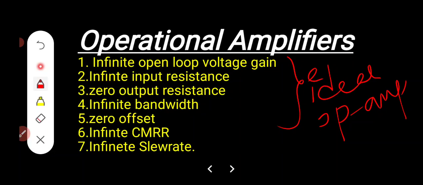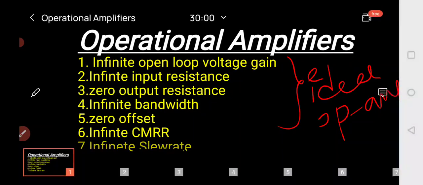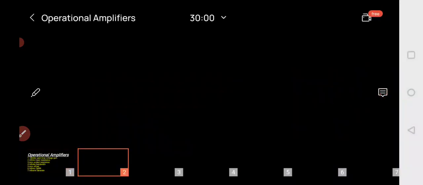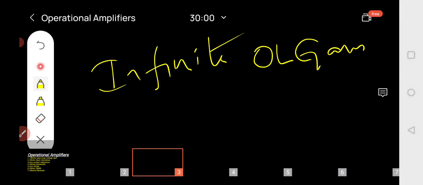Let us see, there are 7 or maybe up to 8 ideal characteristics of an operational amplifier. Let us see them one by one. The first one is infinite open loop gain. So the open loop gain of the operational amplifier is infinite. The gain of the operational amplifier is infinite.